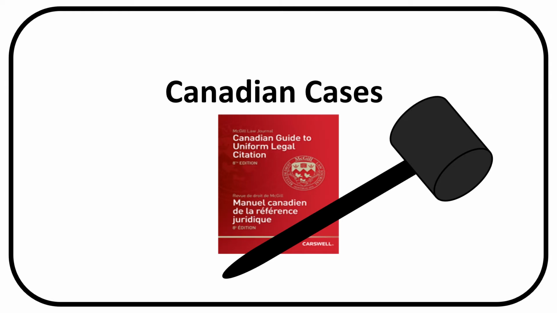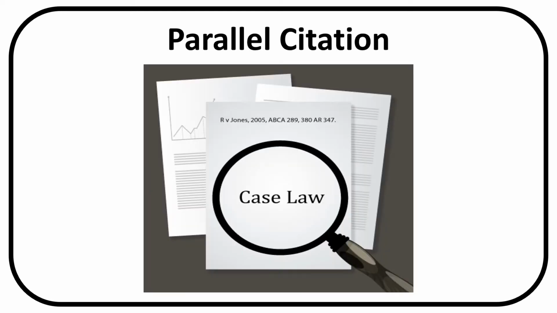In this video, we will demonstrate how to cite a case without a neutral citation using the McGill Law Journal's Canadian Guide to Uniform Legal Citation, 8th edition, also known as the McGill Guide. You can find copies of the McGill Guide in our library. Section 3.1 of the McGill Guide recommends a parallel citation for cases. This means that a citation must include at least two sources to aid the reader in locating a case.